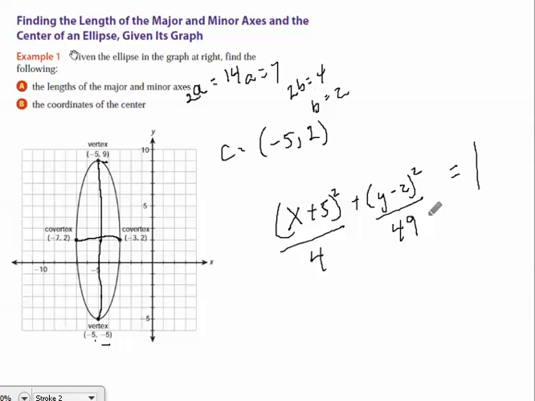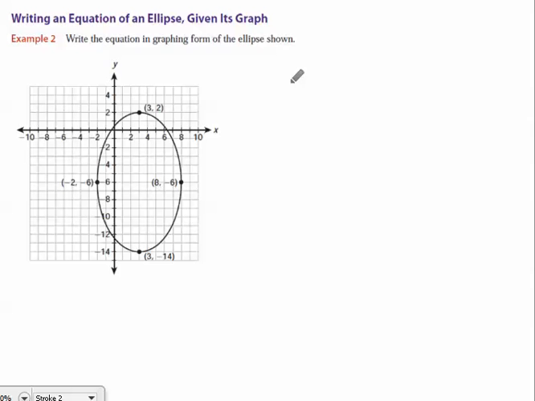That is my equation for that ellipse. Okay? Looking at this ellipse, it says write the equation in graphing form of this ellipse. Doing the exact same thing. I'm going to look at the major axis going down this direction. And I can see that it goes from negative 14 to a positive 2. So my 2 times a is equal to 16. A is equal to 8.